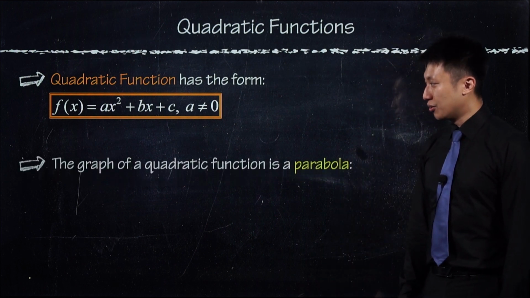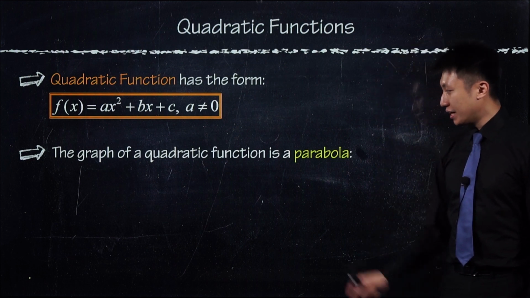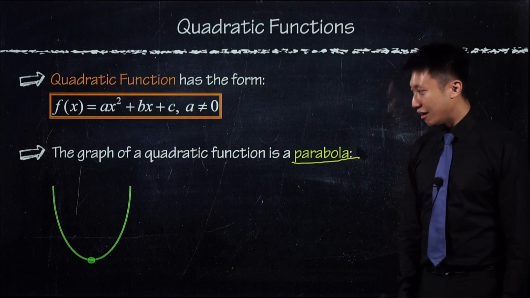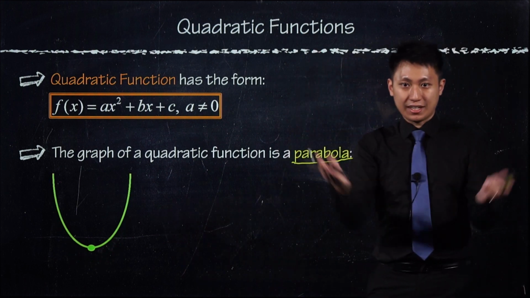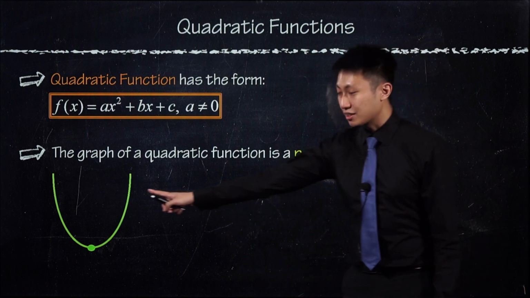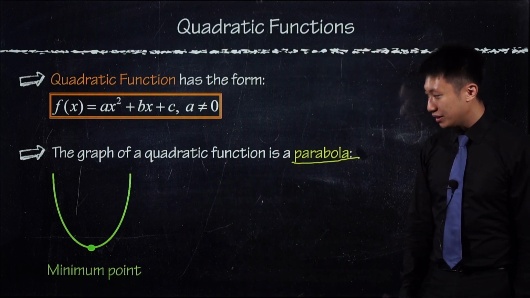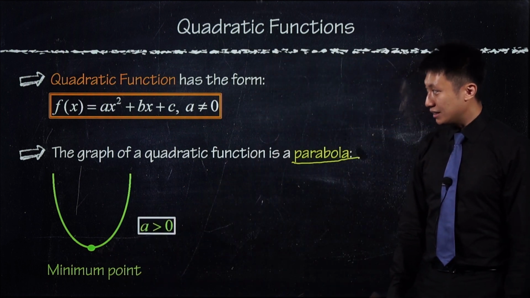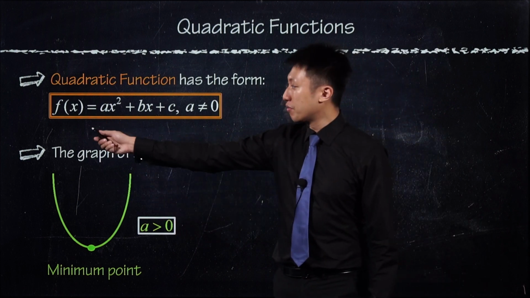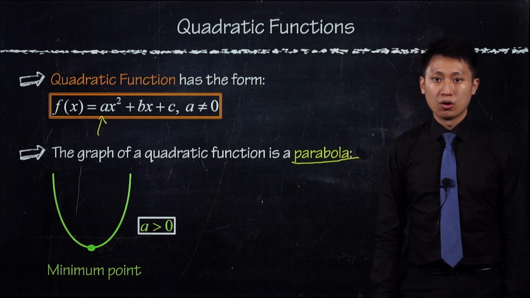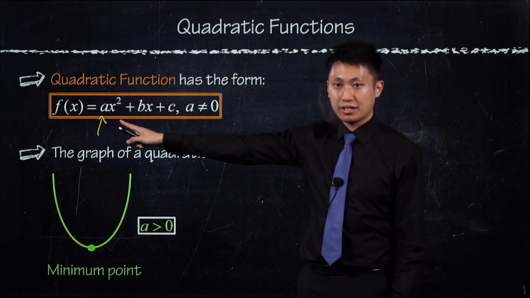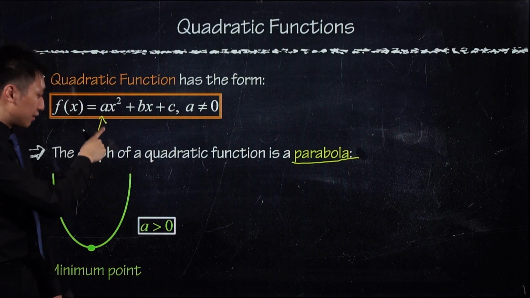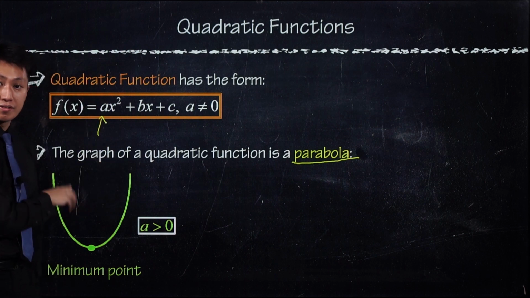All right. So the graph of a quadratic function is a parabola. This one you need to remember. Parabola, what does it mean? How does it look? It's like a round shape here. This one is called a parabola, and it has a minimum point here. This is for a quadratic function with a bigger than 0. As long as it's a quadratic function and a is bigger than 0, then you definitely have this graph. Very certain.